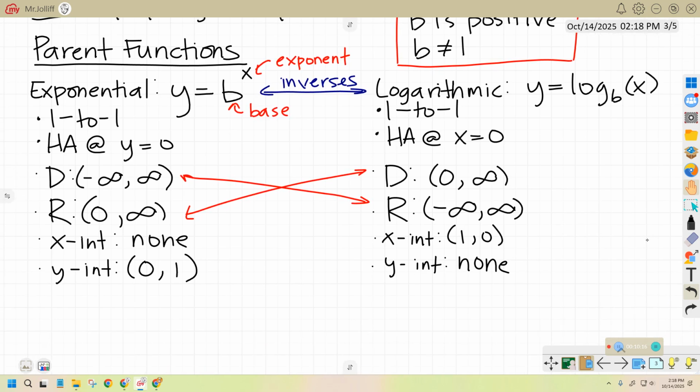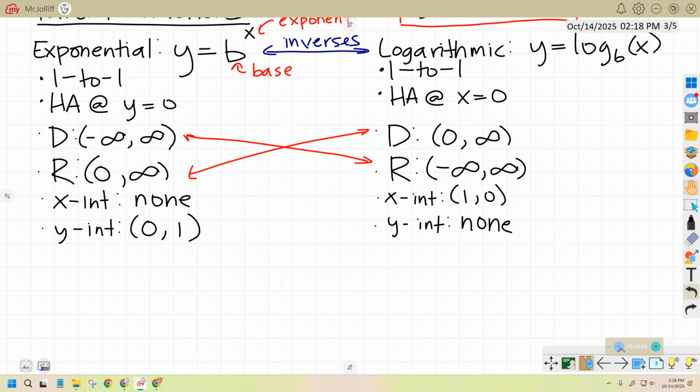For both of these functions, exponential and logarithmic, we can tell whether they are increasing or decreasing by looking at the base, b. If b is bigger than 1, for both of these, our graph should be increasing.